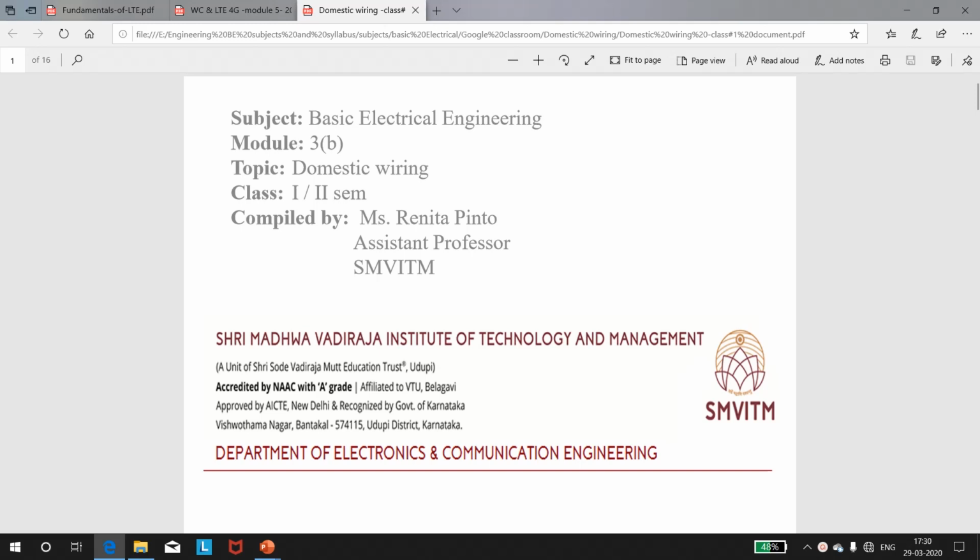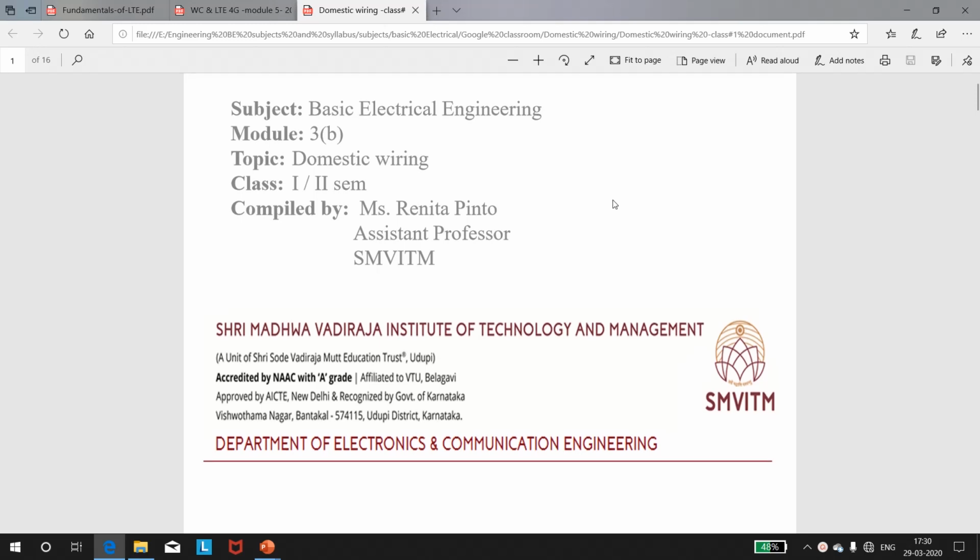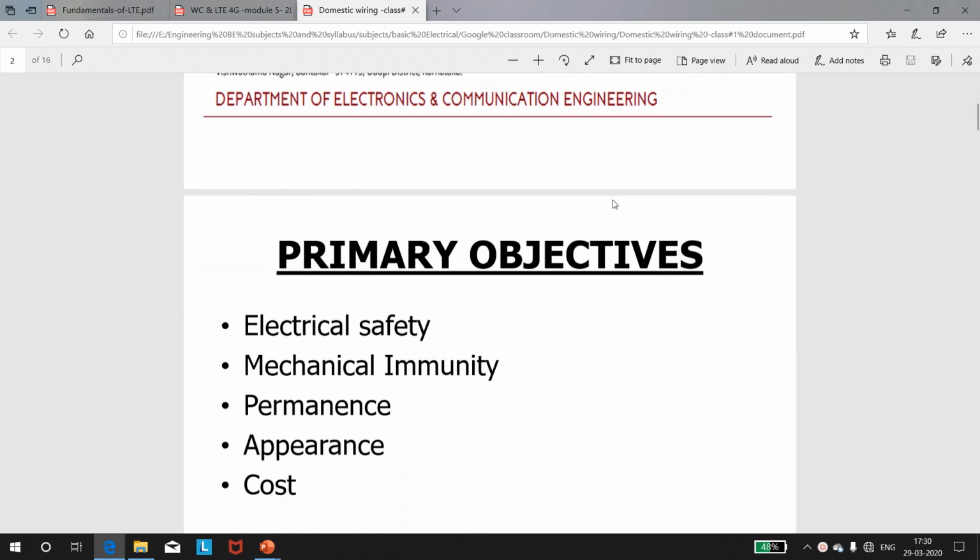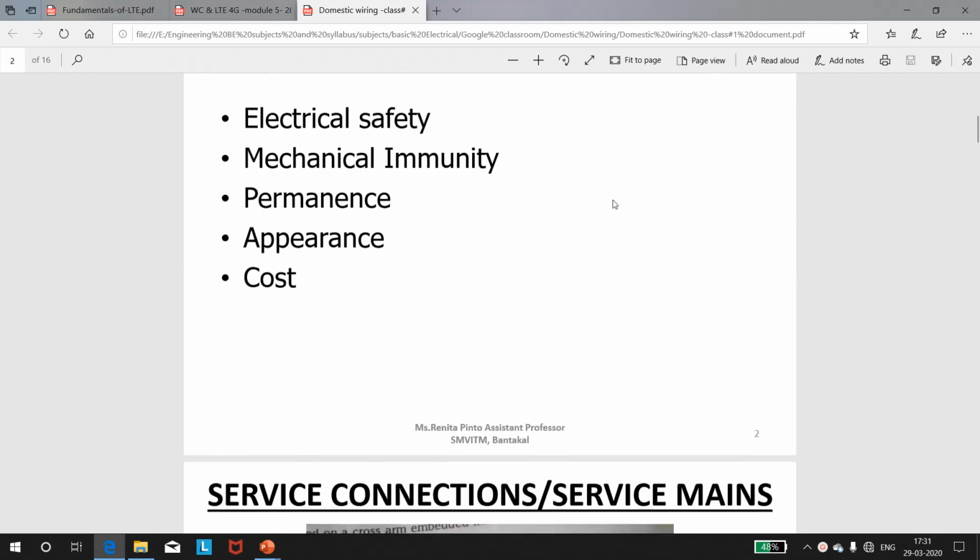So first, let us see the factors affecting the selection of wiring method. First, electrical safety. The wiring should be such that it does not pose any danger or there won't be any problem of electric shock. Also, no leakage of current.